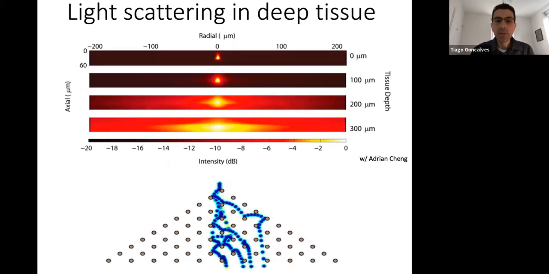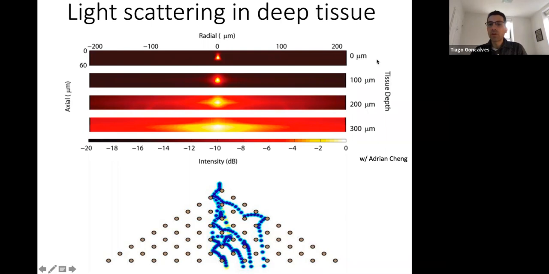And what do I mean by this? This is work that I did during my postdoc with Adrian Cheng in the lab of Carlos Portera at UCLA. And we were imaging a single fluorescent bead, and we're putting different slices of brain tissue on top of this bead.